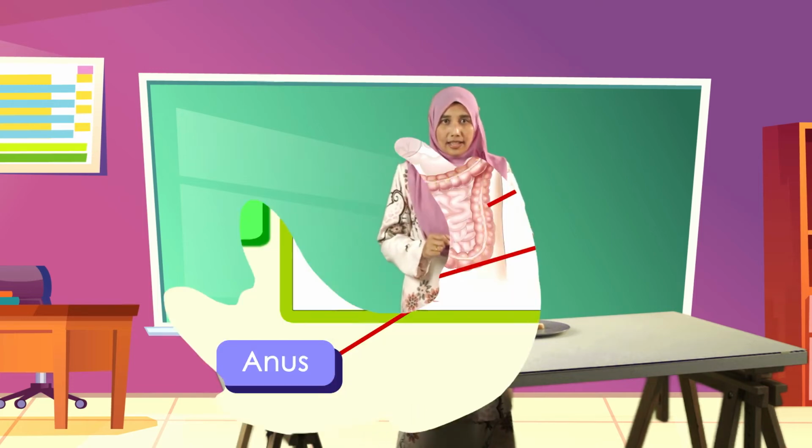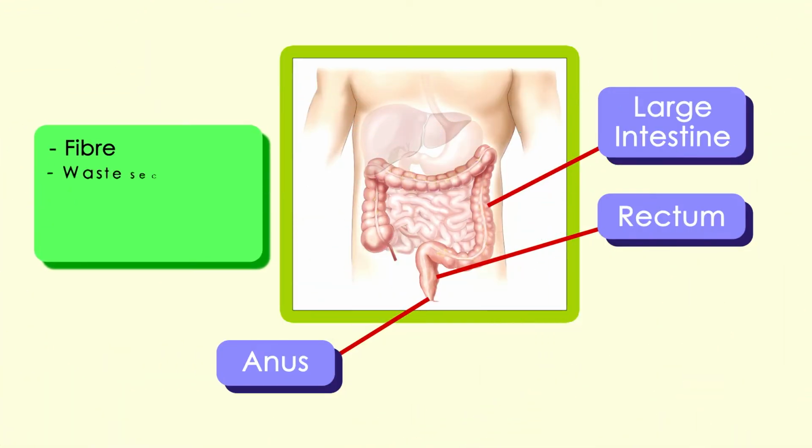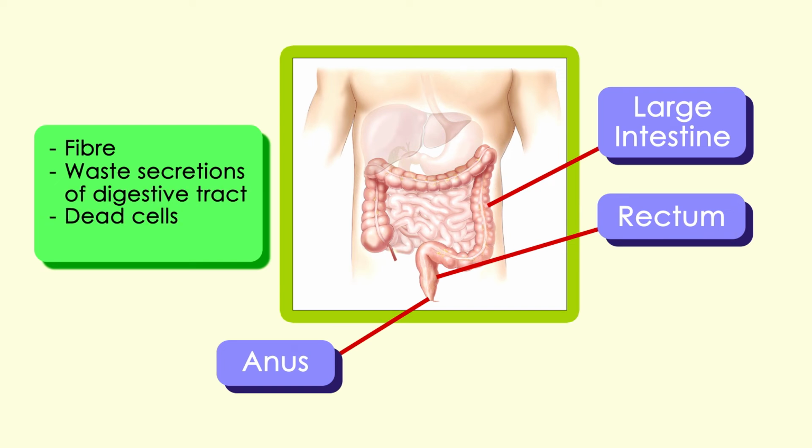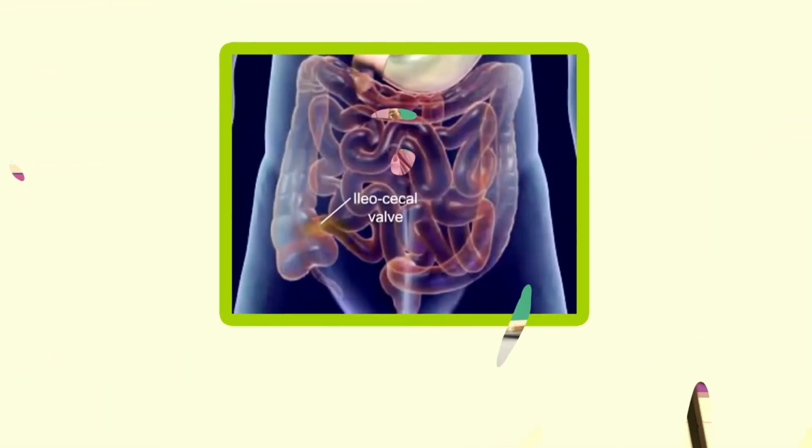Undigested food and food that is not absorbed by the small intestine, such as fiber, waste secretions of the digestive tract, dead cells, and water, will move into the large intestine. Boys and girls, to understand what happens in the large intestine, let's watch this video clip.